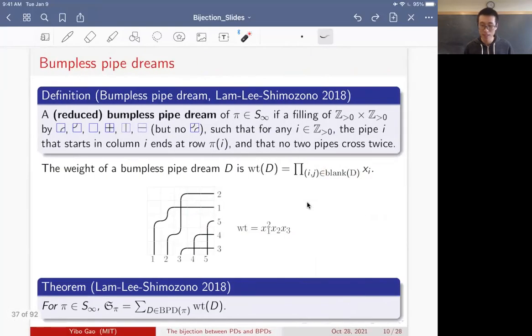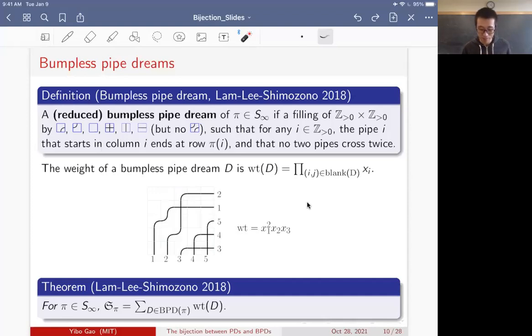Sorry to interrupt again, but just to make sure I understand. Even if we revert the picture so that they have the same index, a bumpless pipe dream is not a special case of pipe dream, right? No, they are not. They do have some sort of different feeling to them. So the whole point of this project is to tell you what the bijection is between these two objects, basically. All right, thank you.